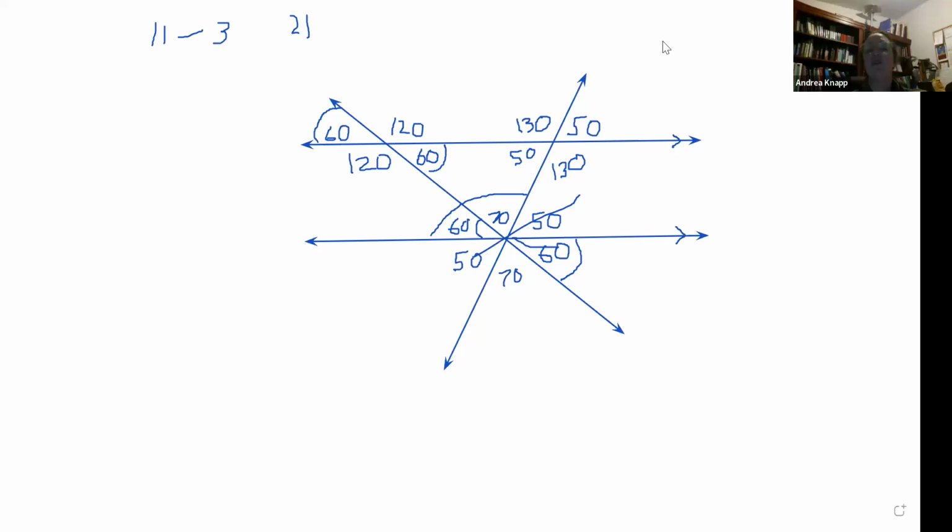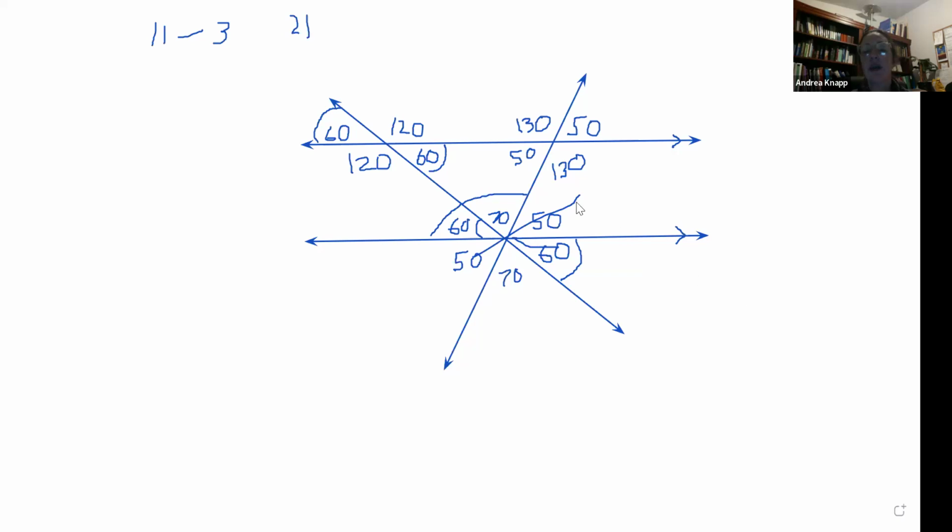So you have a lot of tools in your arsenal. Certainly vertical angles is a good starting place. Also supplementary angles can help you. Then you can think of your corresponding angles. We didn't even talk about alternate interior. Here's 60 and 60, alternate interior or alternate exterior. This 60 and that 60.